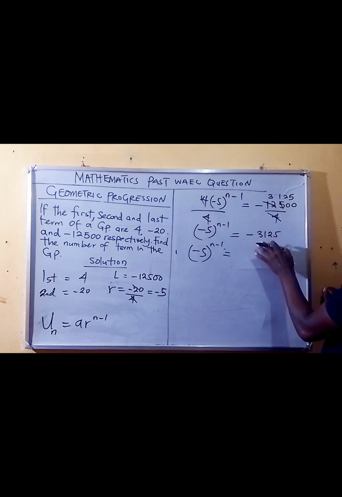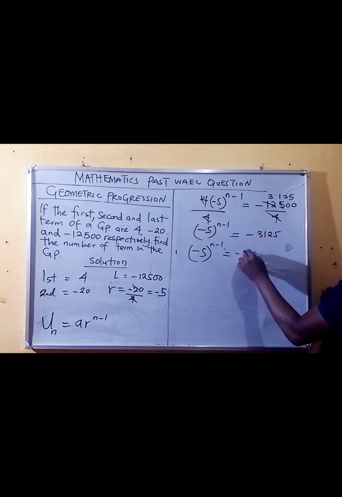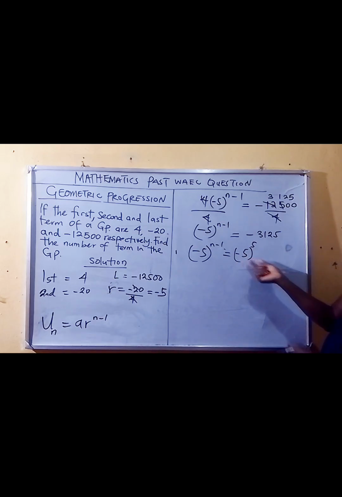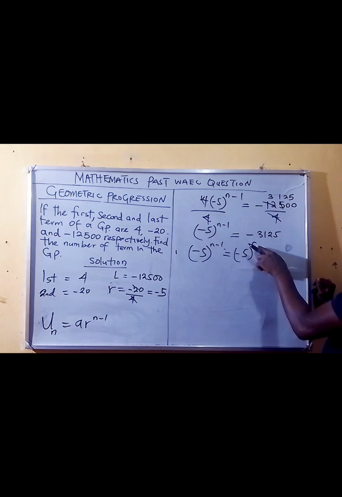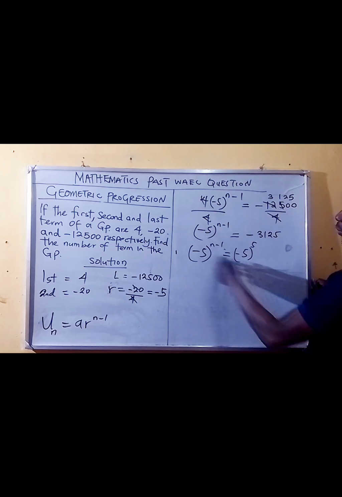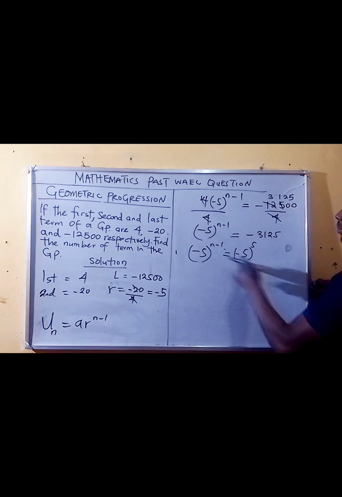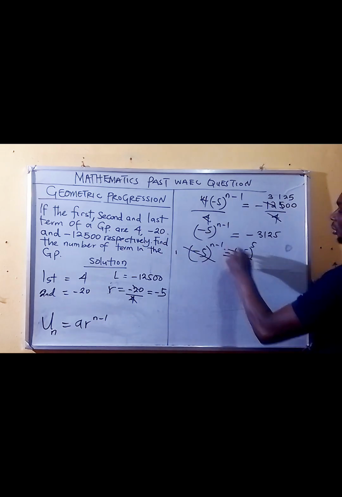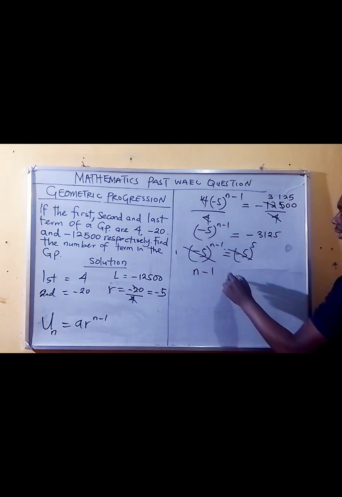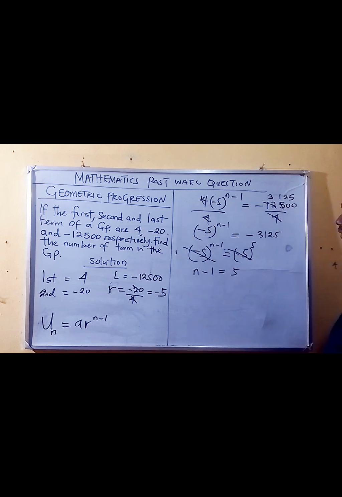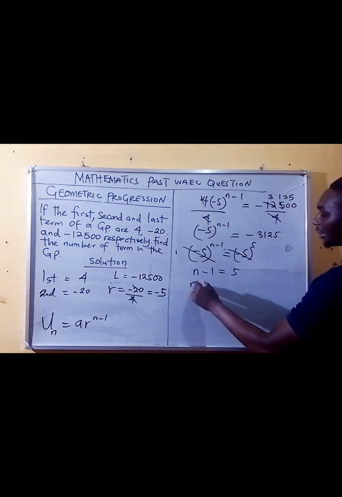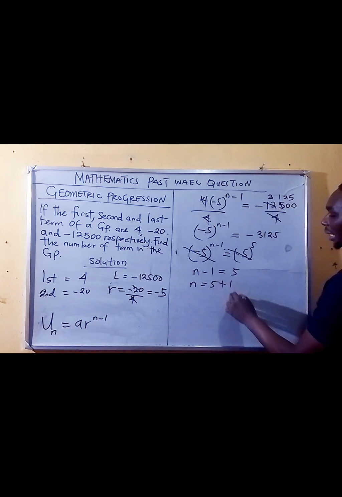Then minus 5 raised to the power of n minus 1 is equal to, I can write this in index form. Minus 3,125 can be written as minus 5 raised to the power of 5, because minus 5 raised to the power of 5 will give me minus 3,125. At this point, we equate the powers since the bases are the same. So we have n minus 1 is equal to what? 5. So collecting like terms, we now have n is equal to 5 plus 1. Therefore, n is equal to 6.